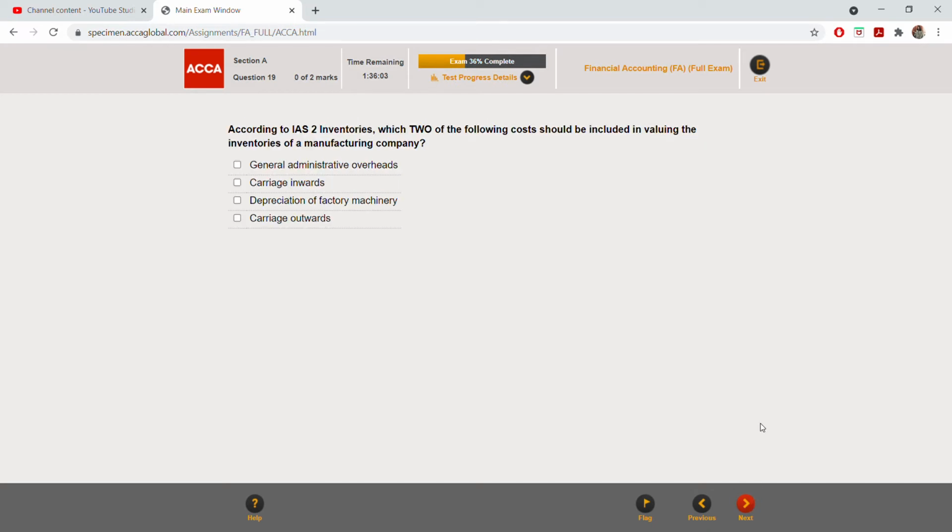Next, according to IAS 2, which two of the following costs should be included in the value of inventory for a manufacturing company?